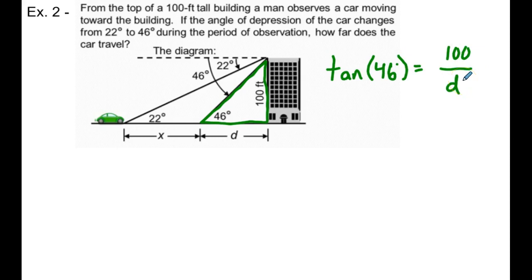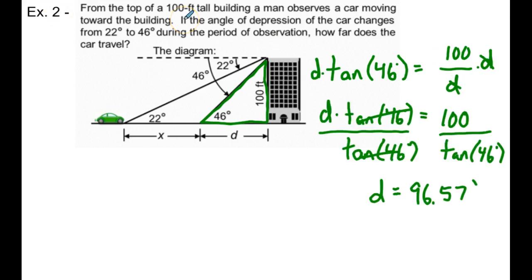Now it's going to be the same process we did in the last example to isolate D by itself. So if you go through and solve for D, you get D as approximately 96.57 feet. Now we need to solve for the length of the bottom that includes x plus D. So we use this large right triangle.